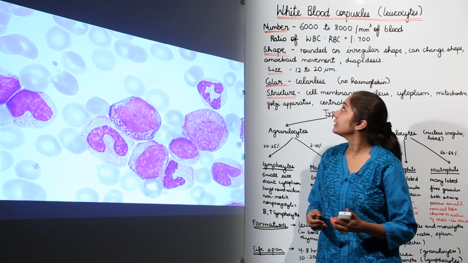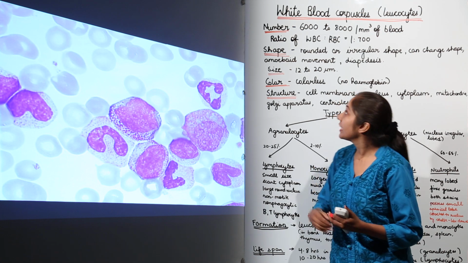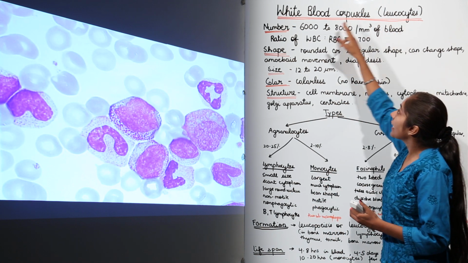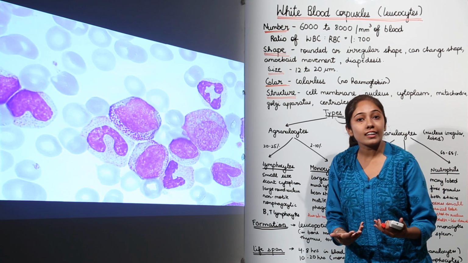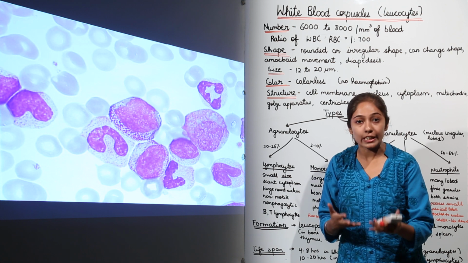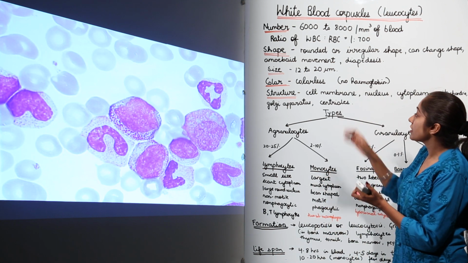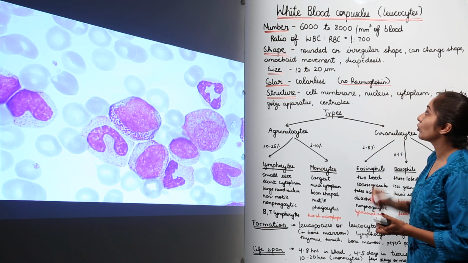Now let's discuss white blood corpuscles, which we also call leukocytes. Leukocytes are termed white blood corpuscles because they are colorless. Why are they colorless? Because, as compared to red blood corpuscles, they do not contain hemoglobin. So one very important feature is that they contain no hemoglobin.